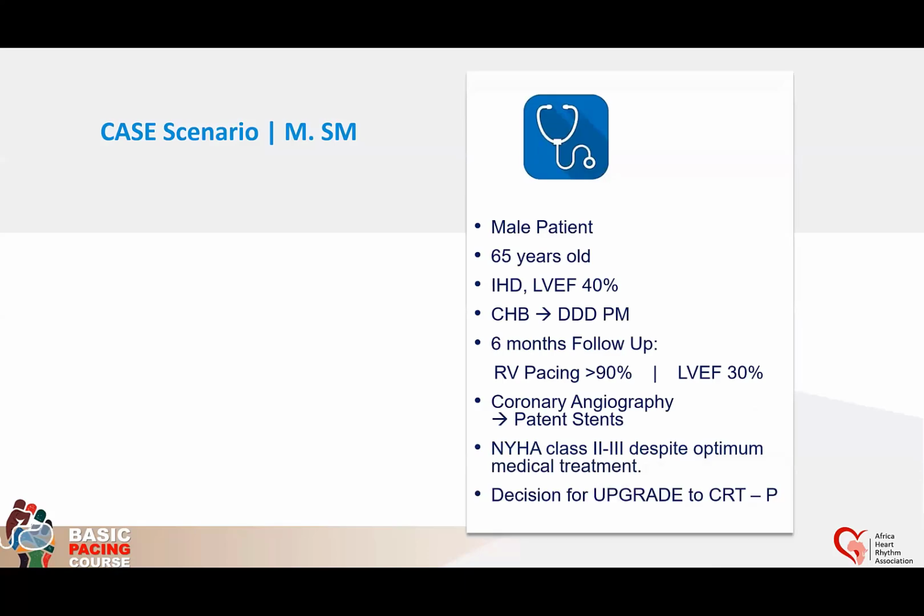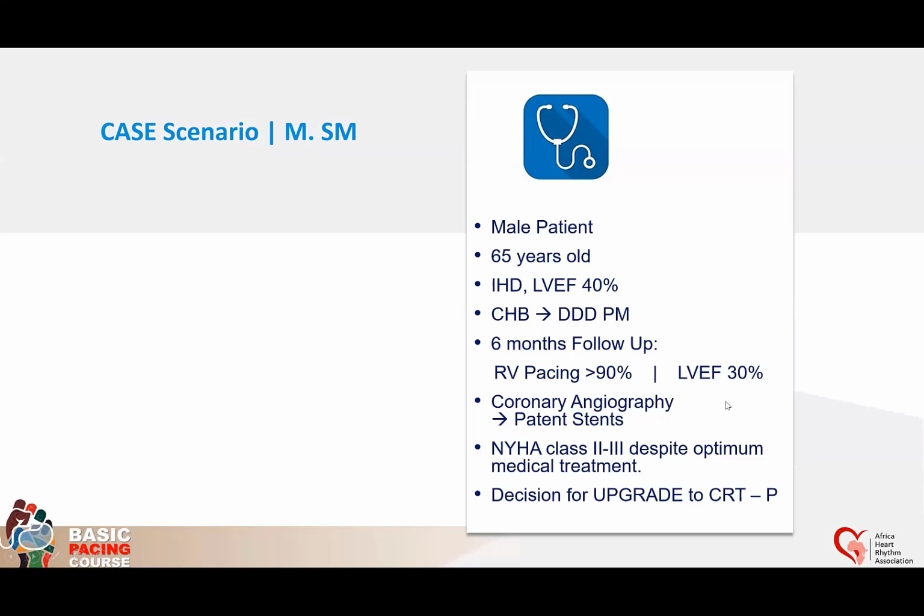And maybe this patient is a live example of this recommendation. 65 years old male patient. We received him with an ejection fraction of 40%. He had complete heart block. He was implanted with a DDD pacemaker in another hospital. At 6 months follow-up, he had an RV pacing more than 90%, so a high degree of RV pacing, and the ejection fraction started to decline to 30%, and the patient became more and more symptomatic.